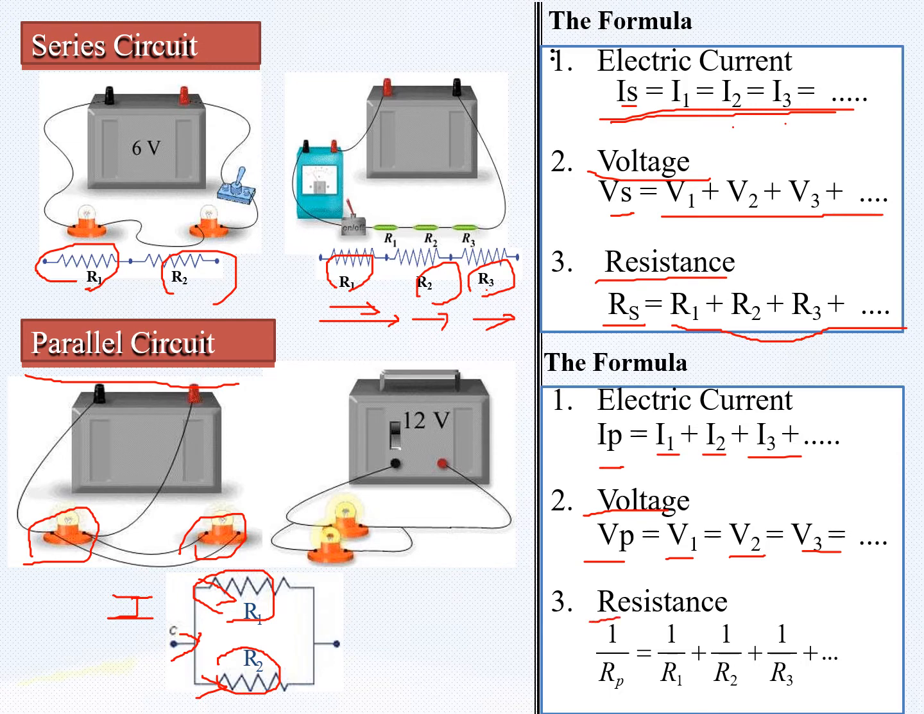Now what about the equivalent resistance? The equivalent resistance is calculated by this formula. It is a reciprocal: 1 upon Rp is equal to 1 upon R1 plus 1 upon R2 plus 1 upon R3. If there are n number of resistances, we simply continue up to 1 upon Rn. So the equivalent resistance is simply the addition of the reciprocals of all the resistances. So this is the basic analysis of the series circuit and the parallel circuit.